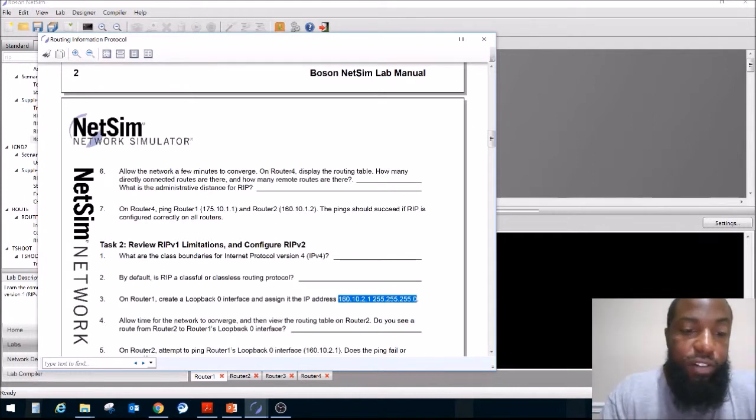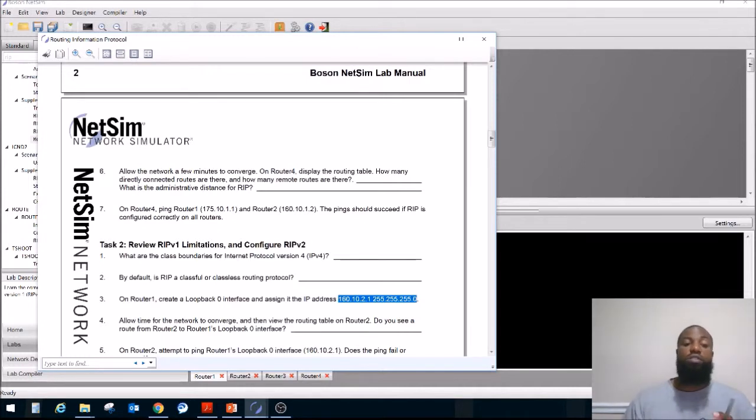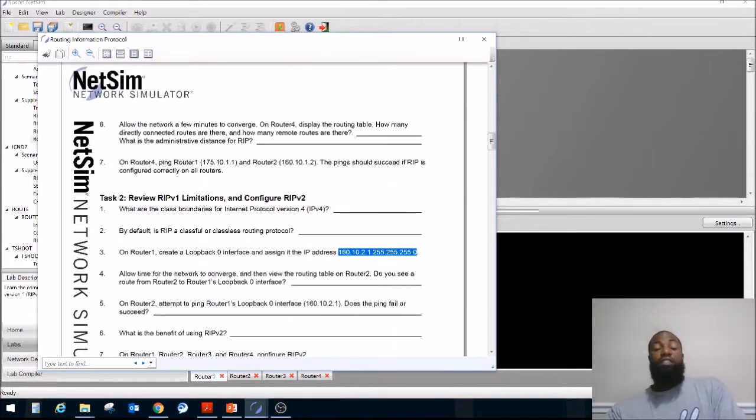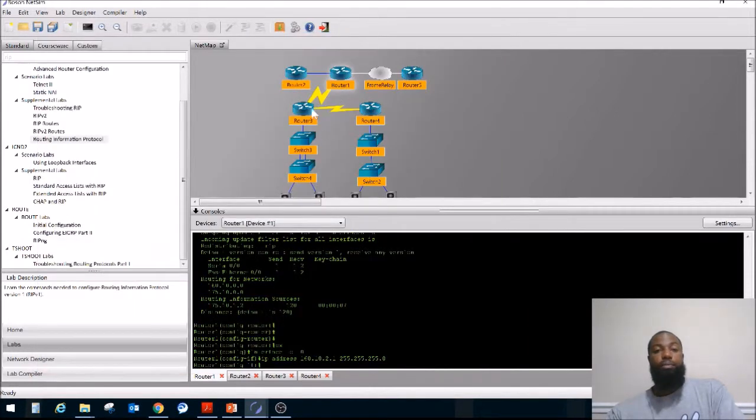Allow time for the network to converge. And then view, we're going to give it some time this time. And then view the routing table on router 2. Do you see a route from router 2 to router 1's loopback 0 interface? I believe it's not going to come through because we didn't put version 2. So let's go ahead and give it some time to converge. We did that. I'll pause it and fast forward. All right, I think we're back. Let's go ahead and view the routing table on router 2.